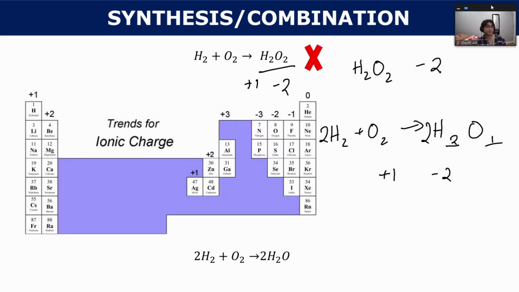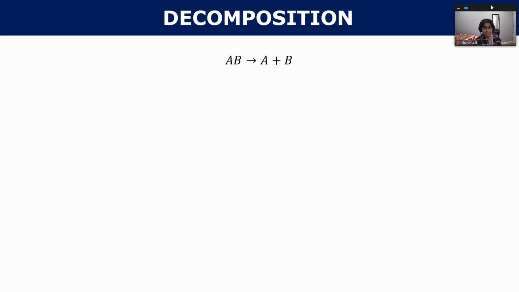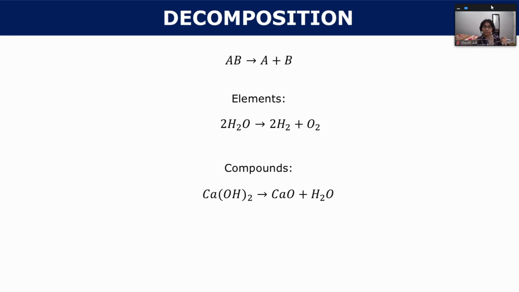Let's move on to the next type, which is decomposition. And it's basically the opposite of a synthesis, where we go from AB to A and B. And so again, you could have elements or compounds. Like this reaction right here is the opposite of what we saw in the example that we did. So we're breaking down water into hydrogen and oxygen. And then over here, we're breaking down calcium hydroxide into calcium oxide and water.